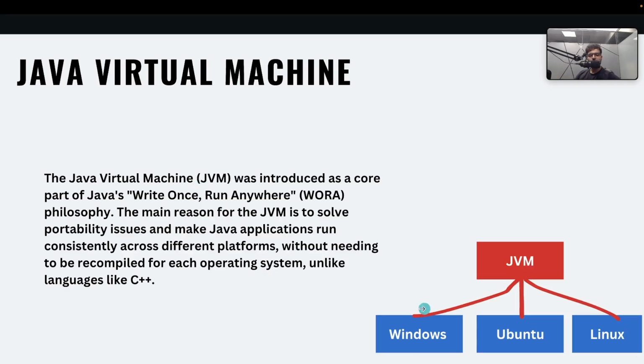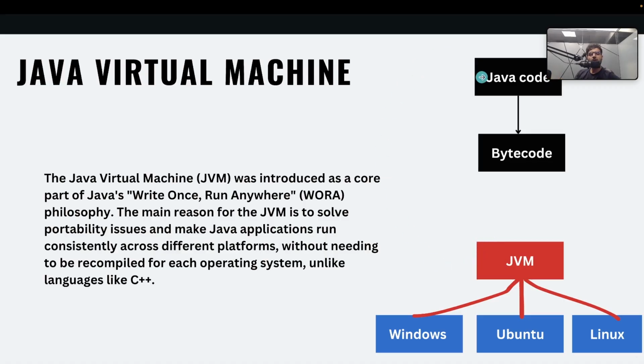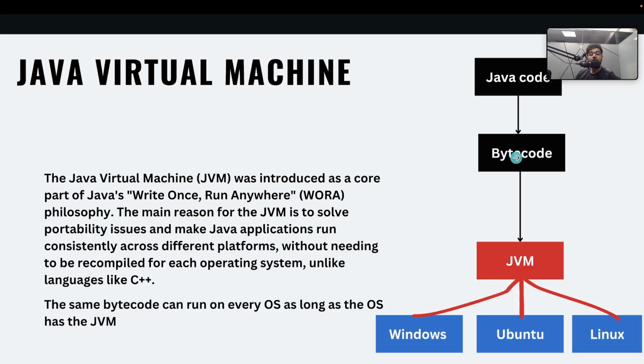So if you have a Windows machine, Ubuntu machine, Linux machine, doesn't matter. If you want to run Java code there, first you start the Java virtual machine. Then you take your original Java code, compile it into bytecode, and this bytecode runs on this JVM. It does not directly run on your Windows machine. It does not have operations that your core operating system can understand. It has operations that your JVM can understand, and the JVM is the same everywhere.